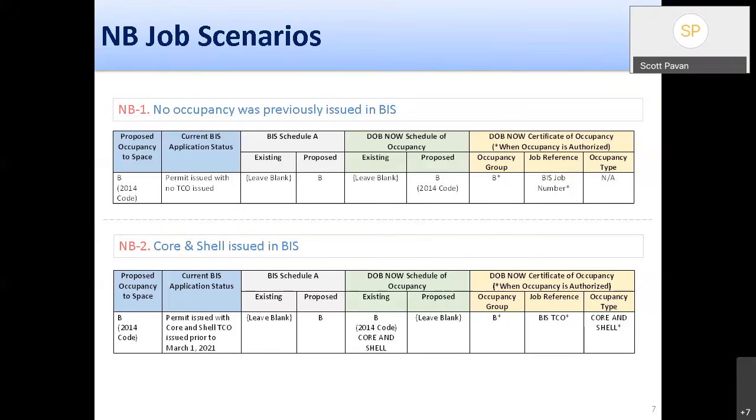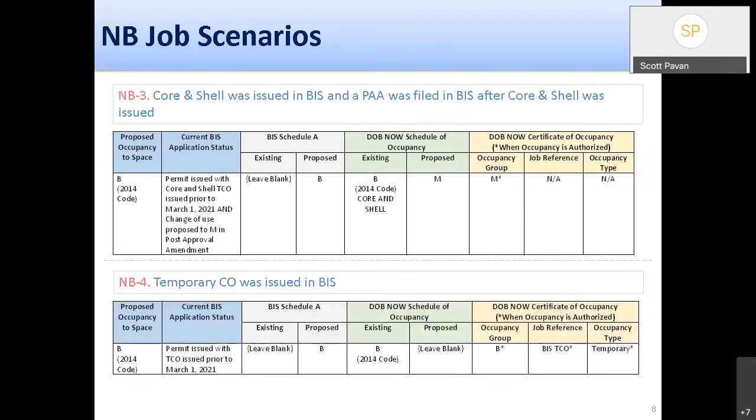And if you look over on the yellows, that's the TCO that's already been issued, right? Business, there's a biz TCO that was issued, and it was core and shell. Next page, Colin. Next slide, guys. Oh, there you go. So now, still with the NBs.